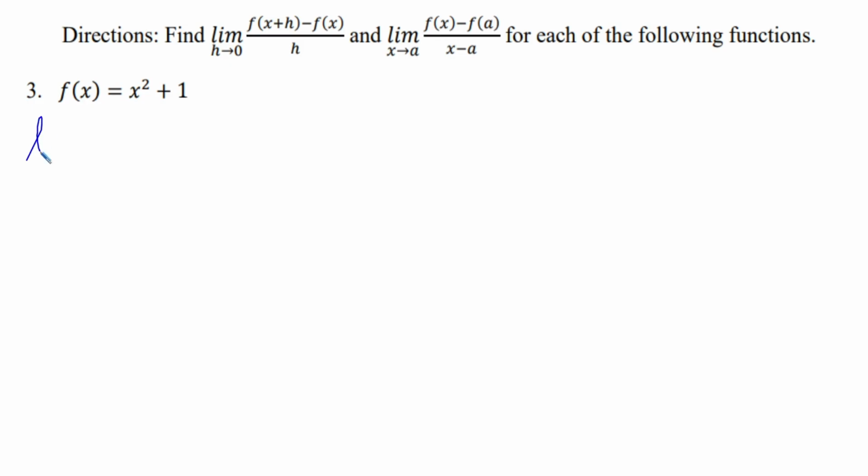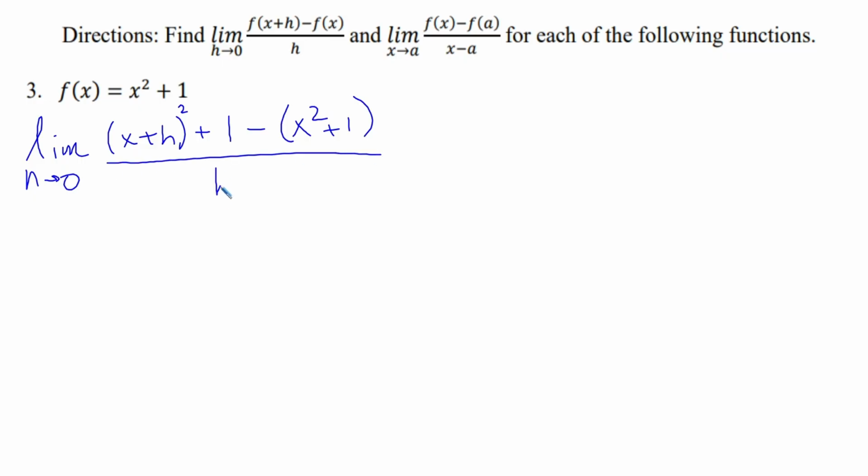So for the first one, we'll do a limit as h approaches 0 of f of x plus h, which means replace the x with x plus h, so x plus h squared. And don't forget the plus 1 that's part of f of x plus h. A lot of people tend to forget the constants at the end sometimes, so be careful about that. And then we'll subtract our function, all divided by h.